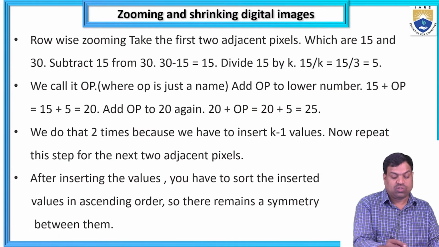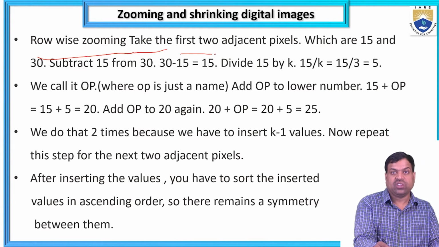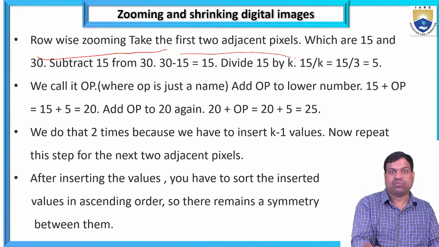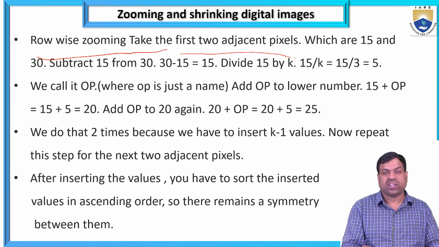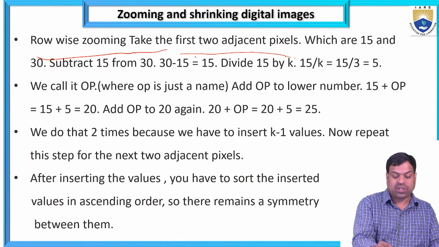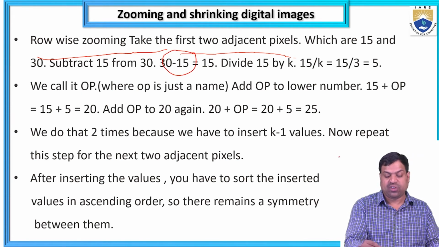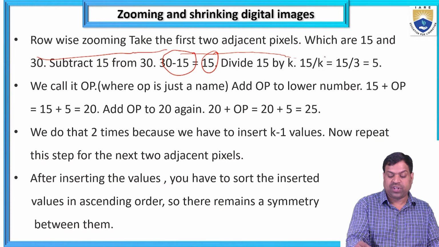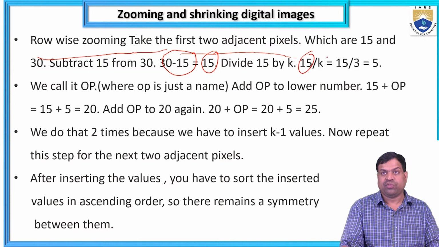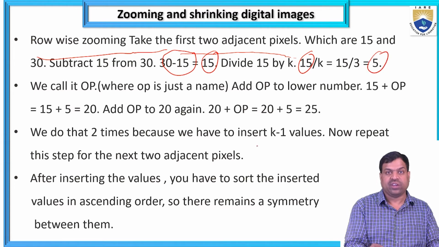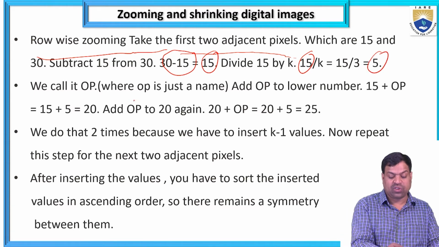So first one, row-wise zooming. Take the first 2 adjacent pixels, which are 15 and 30. I am taking one example here, 15 and 30. So subtracting 15 from 30. So what is happening? I am taking 2 values, x and y axis, 30 and 15. 30 minus 15 equal to 15. Dividing the 15 by k value. So here k equal to 3 I am taking. So 15 by 3 is 5. So we can call it output value equal to 5.